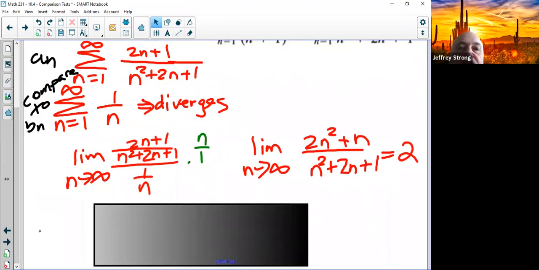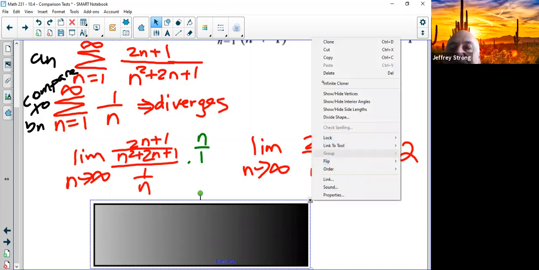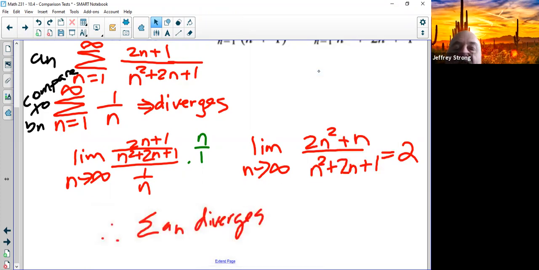So then you say, all right, I got 2. What does that mean? Well, I got a constant number, so the series both diverge or both converge. Since I compared it to a diverging series, my series diverges. So that's the answer: it diverges.